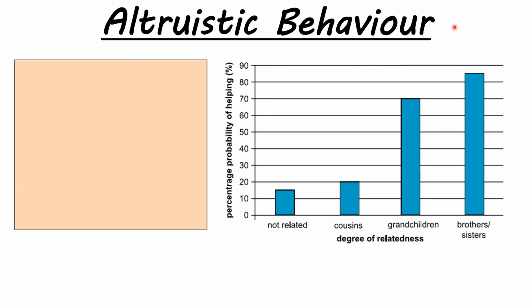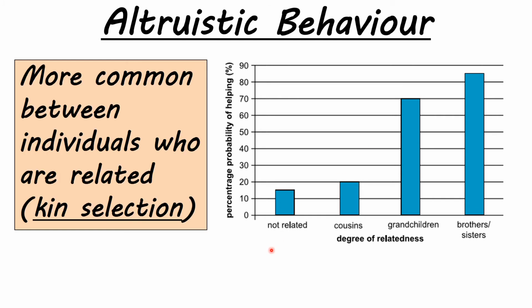Now, altruistic behaviour is, as you might expect, more common if you're related to the person. Okay, and here's a graph showing this. So, there's a spelling mistake, percentage. Here's the percentage probability of helping. So, if you're not related to someone, then you've a 16% chance of helping. I guess this isn't covering friendships or people you've grown up with. Cousins 20%, grandchildren 70%, brothers and sisters 85%. And the term that's given to the reason why you're more likely to help is kin selection. So that is helping your kin.